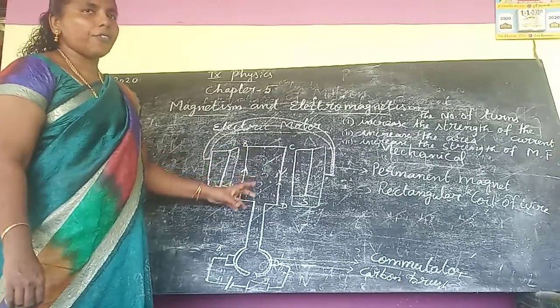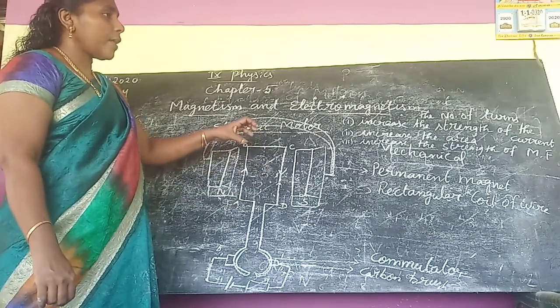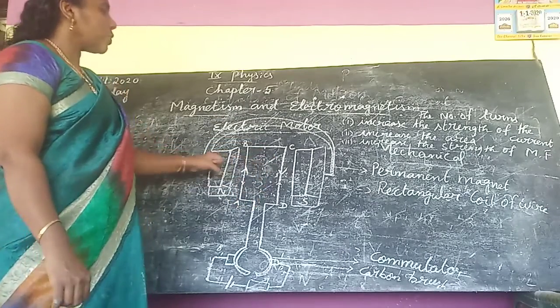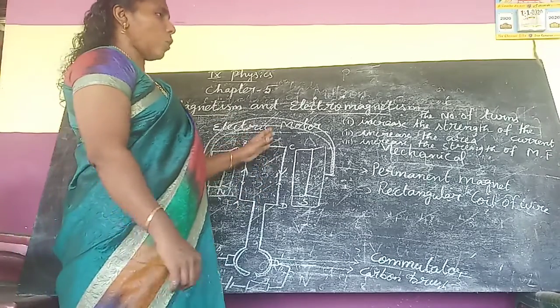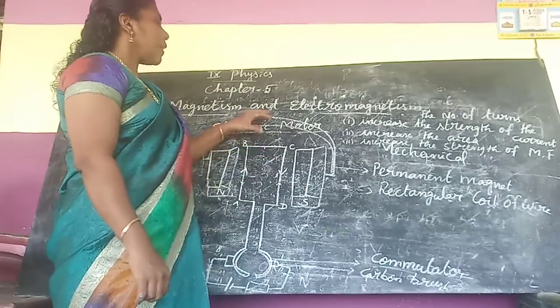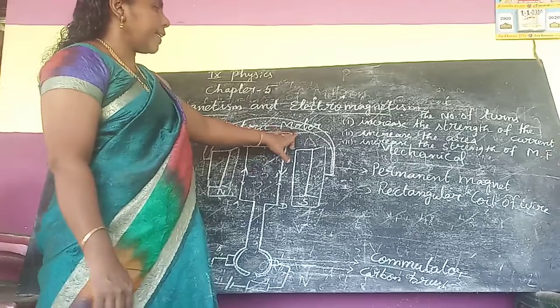Okay, when the current flows through a conductor, what happens? The force acts on the conductor. Because of the force only, what happens? It will rotate. Which will rotate? The conductor, the coil, will rotate. So that is the principle used in the electric motor.